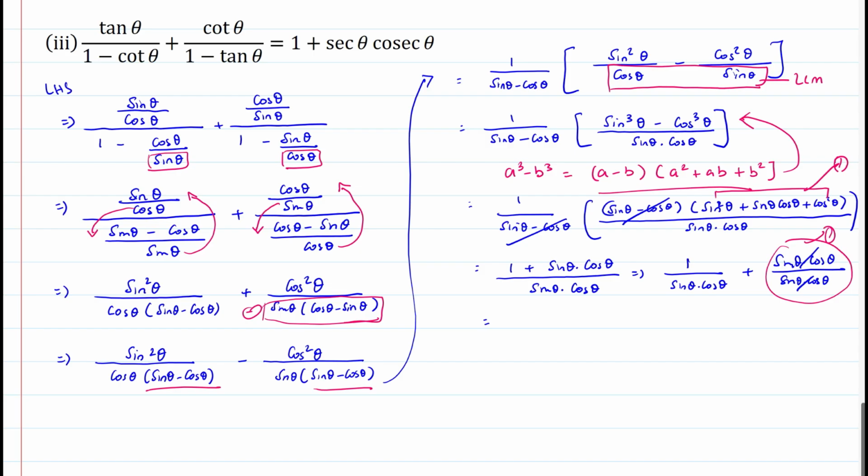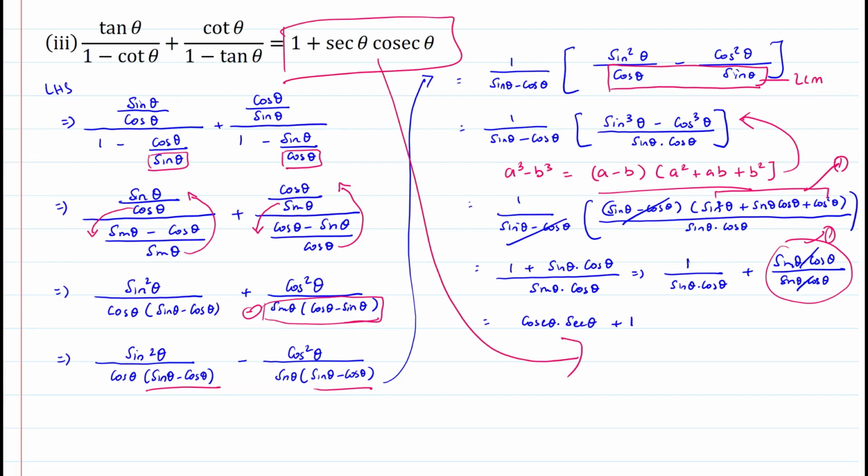So the next step will be, 1 by sin and 1 by cos can be written as cosecant and secant. This will be cosecant theta and this will be secant theta plus 1. And if you compare this with the right hand side, you get the answer.